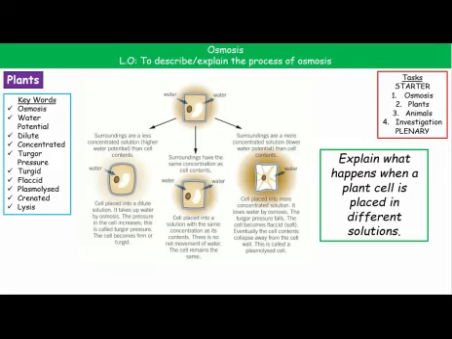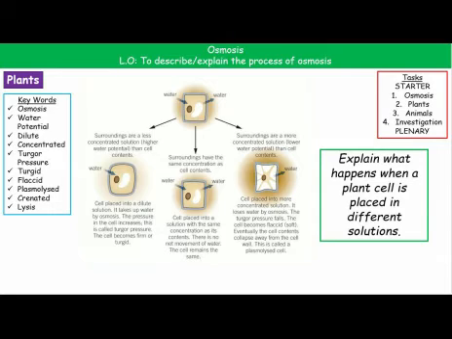So what we've got there are the three different scenarios we could see. Now, as we said, with the isotonic, the one in the middle, those plant cells we've put in that solution, that's the same concentration inside as it is in the surroundings, they just don't change.